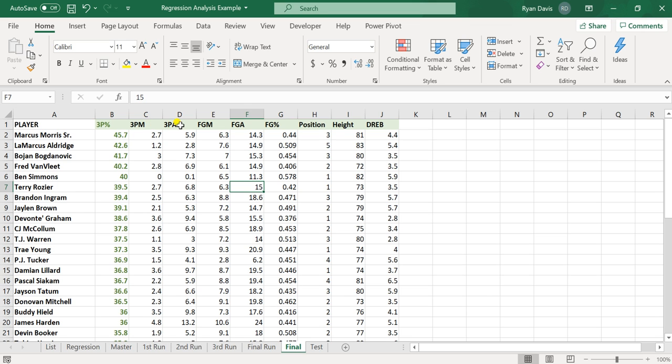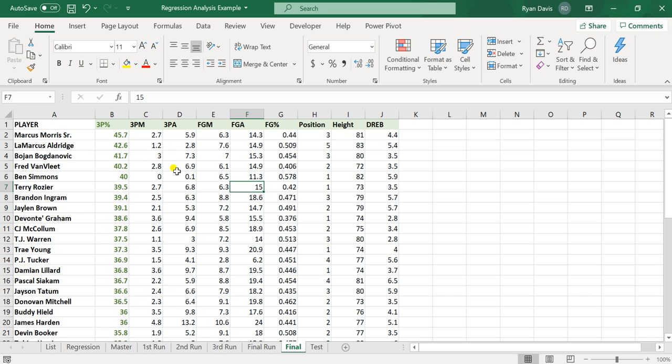3 pointers made, 3 pointers attempted, field goals made, field goals attempted, and so forth. Height and defensive rebounds were some interesting ones that came out, but it makes perfect sense, as the taller you are, the more likely you're going to shoot badly from three. And this is an interesting one, but it's connected to the height: if you're getting a bunch of defensive rebounds, it's seeing a correlation between more rebounds and a lower field goal percentage. If you think of really, really short players, they're most likely not going to have a huge rebounding number, right? And then everything in between.